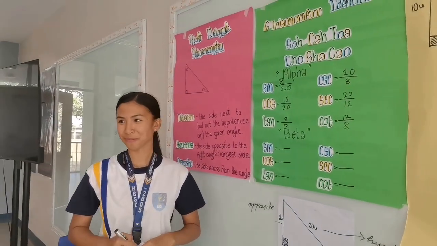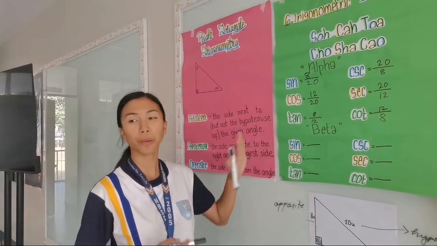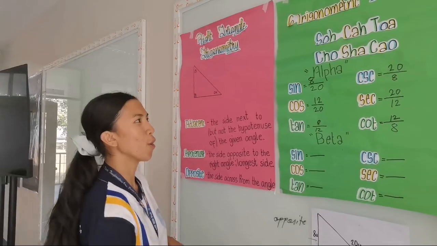Can I ask a question? Yes. Can we write that in the simplest form, in the lowest form, like 8 over 20, so we can have 2 over 5? Well, we can simplify it, but we will do that next time.